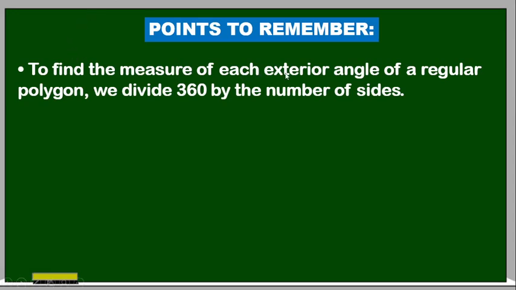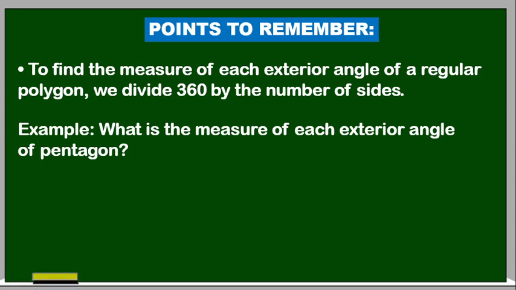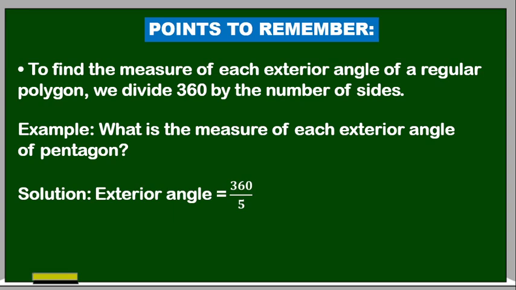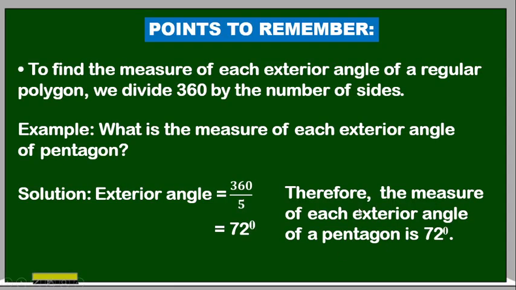To find the measure of each exterior angle of a regular polygon, we divide 360 degrees by the number of sides. Let's say, what is the measure of each exterior angle of a pentagon? The exterior angle should be 360 divided by the number of sides of a pentagon. We have 5, so that is 72. Therefore, the measure of each exterior angle of a pentagon is 72 degrees.